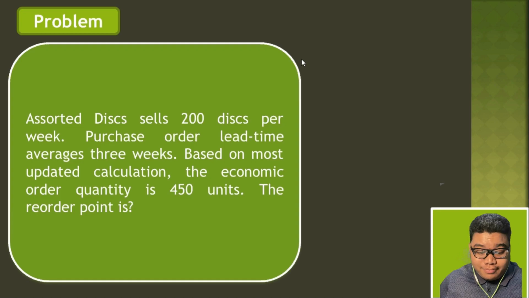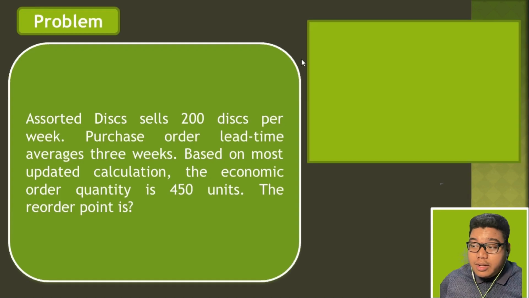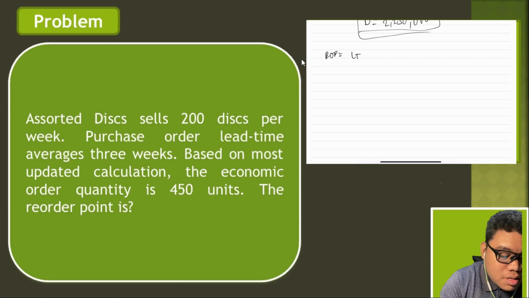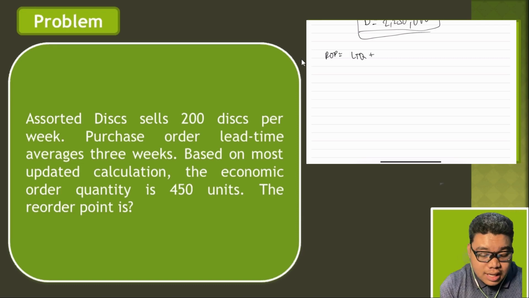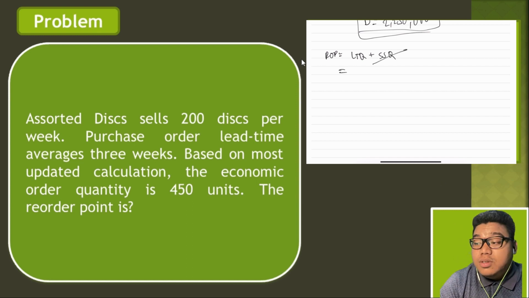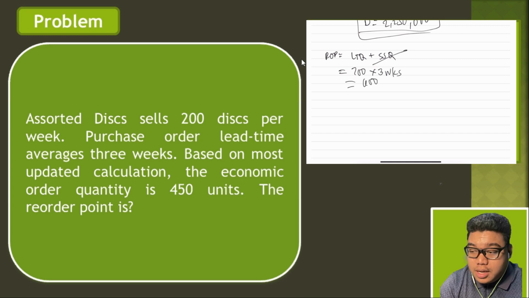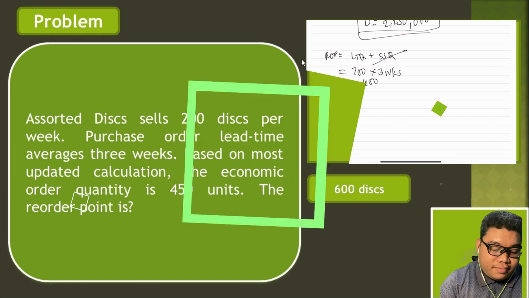Let's answer another problem. Assorted Discs sells 200 discs per week. Purchase order lead time averages 3 weeks. Based on most updated calculation, the economic order quantity is 450 units. What is the reorder point? So the reorder point would be the lead time quantity plus safety stock quantity, but we do not have safety stock quantity here, so we just consider the lead time quantity, which is 200 multiplied by 3 weeks, or 600 discs.